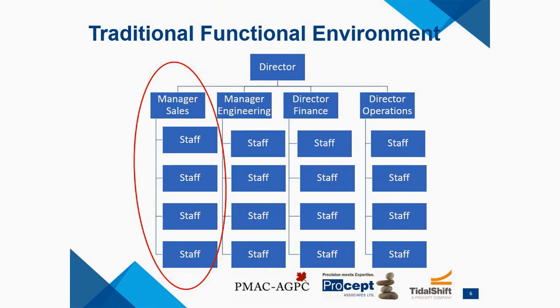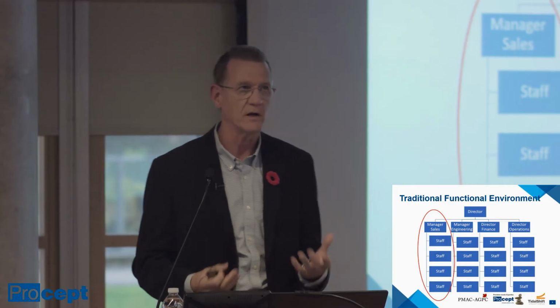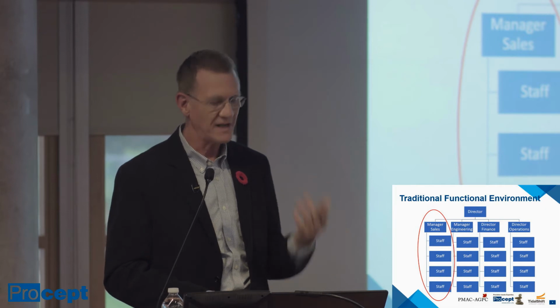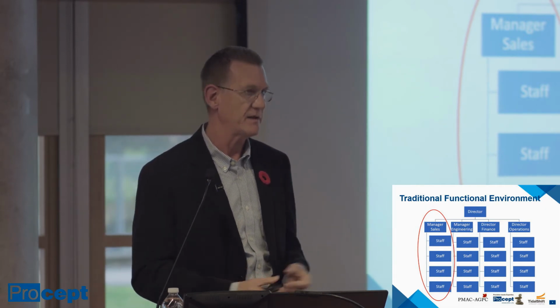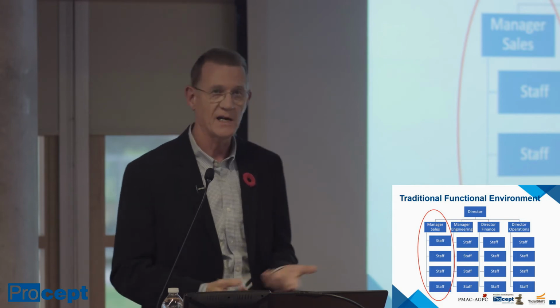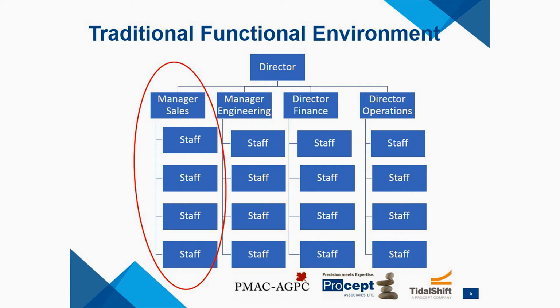So here's a picture of a traditional sort of functional environment. You've got your sales group, your engineering group, finance group, operations. Don't worry about the titles, those are arbitrary. But this is just an illustration really to give you a sense that this is how a company might be structured. And we understand that in a traditional hierarchical structure, work flows up and down in these single functions, whether it's the sales guys or the engineering guys, whatever, they're doing their thing.